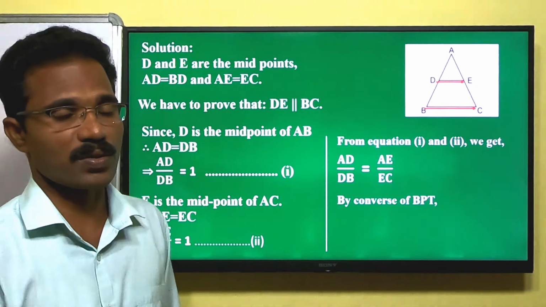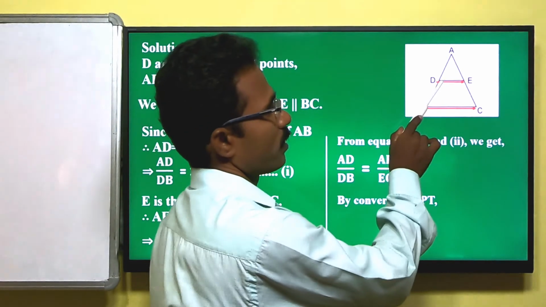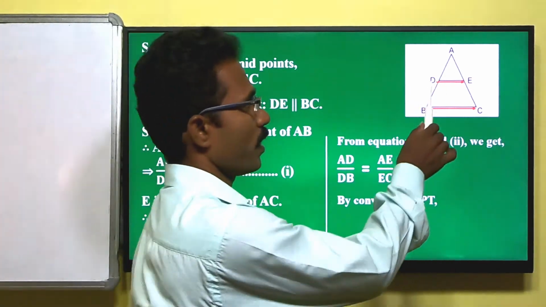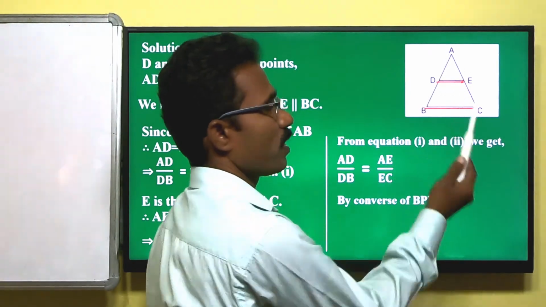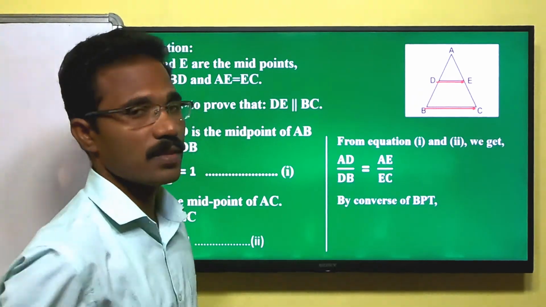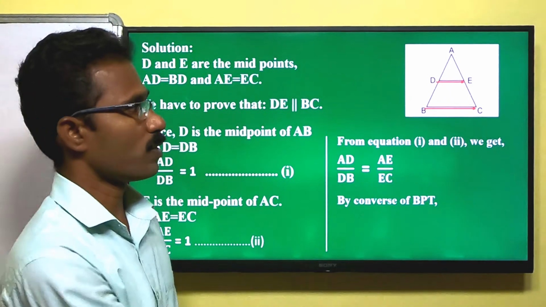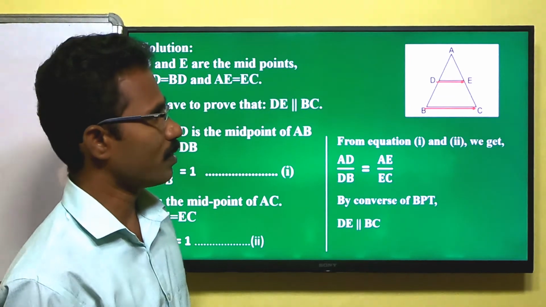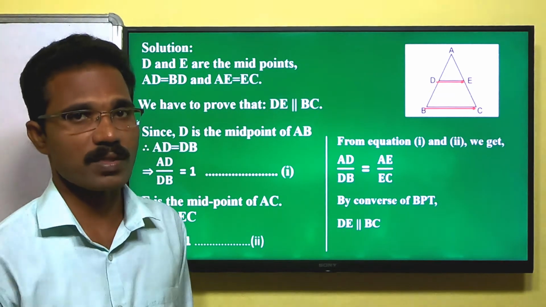What does the converse of basic proportionality theorem say? If a line divides any two sides of a triangle in the same ratio, then this line must be parallel to the third side. That is the converse of basic proportionality theorem. So according to the theorem, DE parallel BC. That's all. Very simple sum.